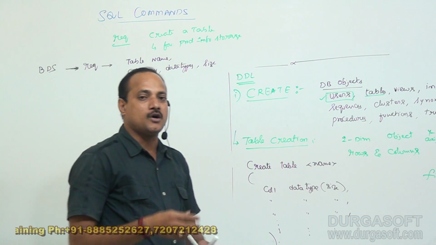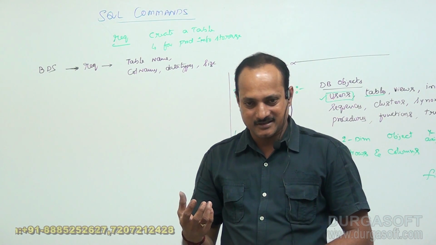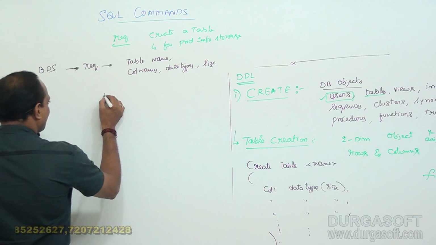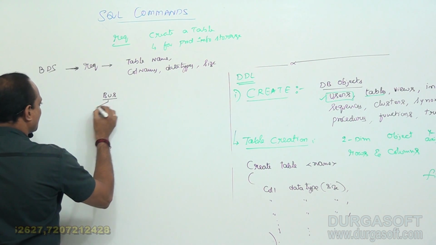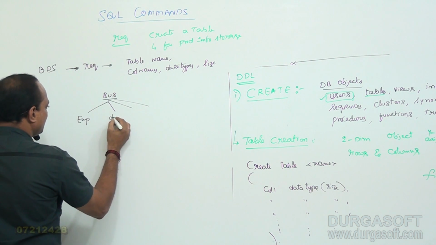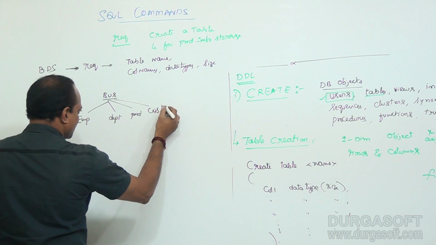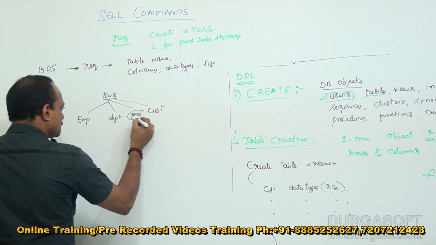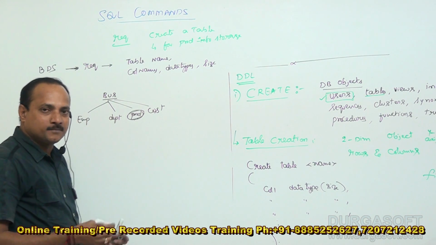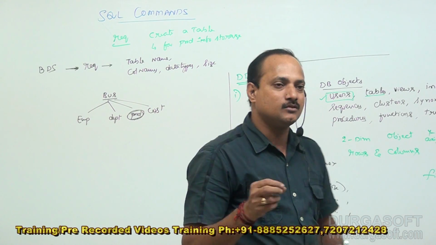This is called objects and their properties. What is the object? Table is an object. Already in the first video we discussed, if you have a business, what are the objects? Employee is an object, department is an object, product is an object, customer is an object. If I take product, then with the product name we have to create one table. For each object you need to create one table.